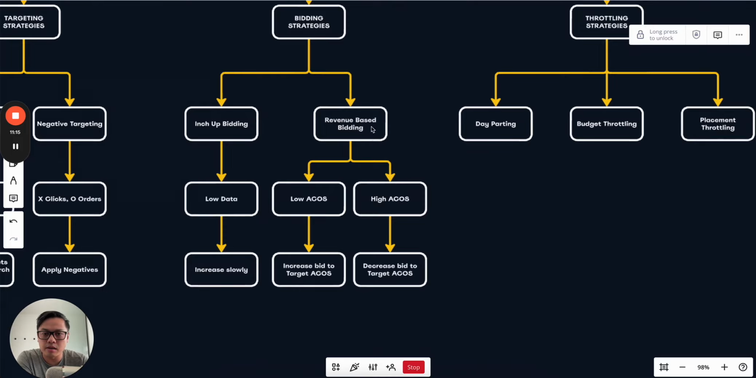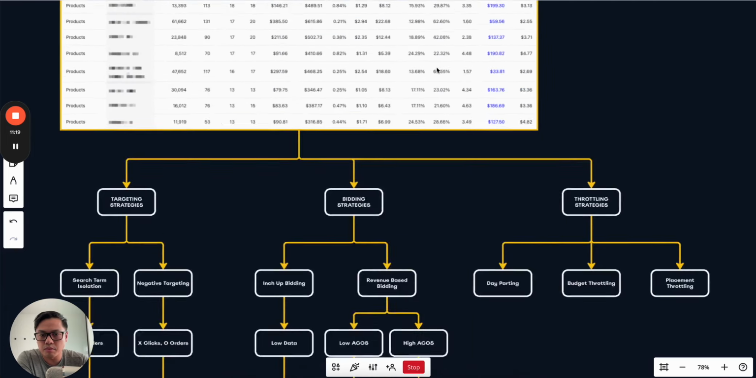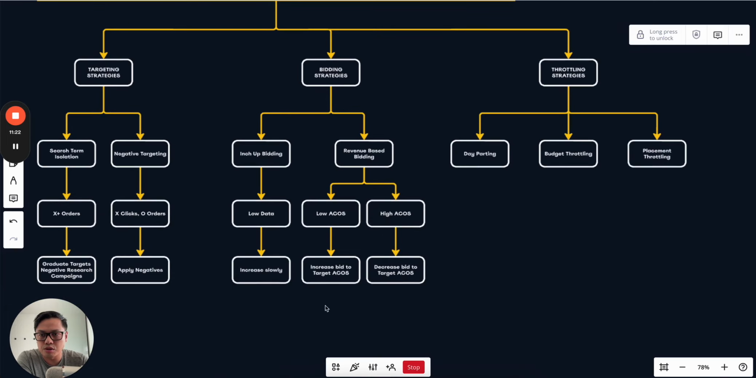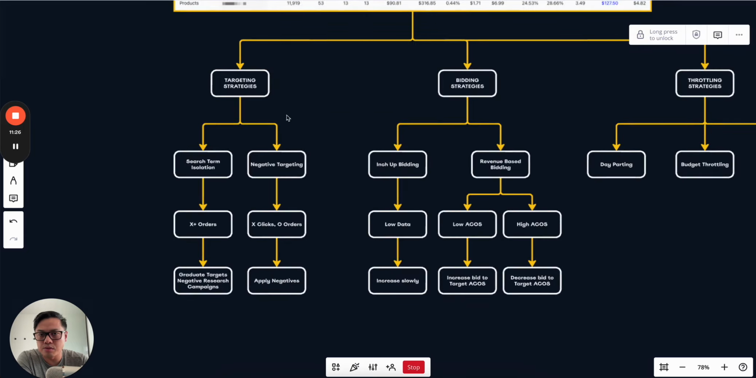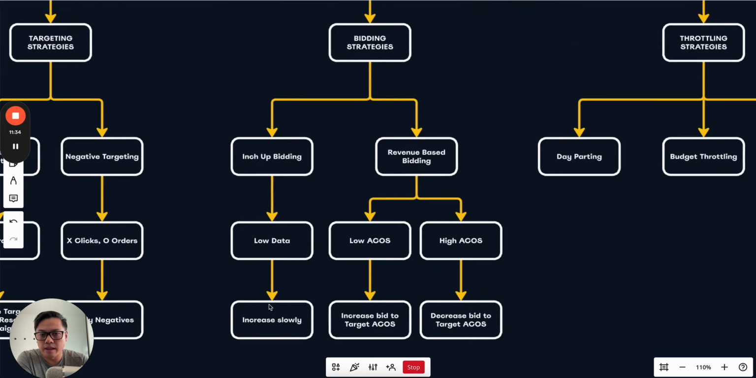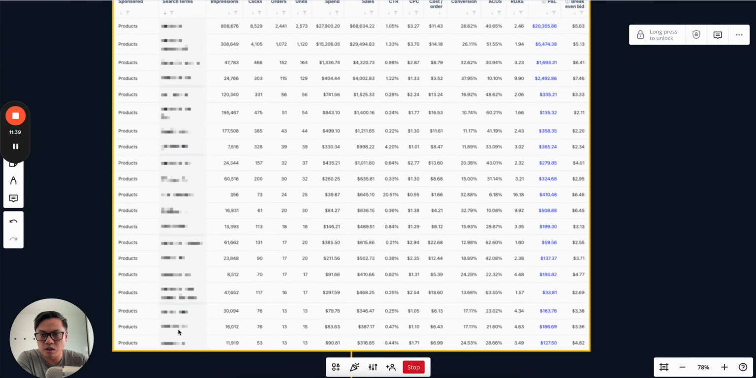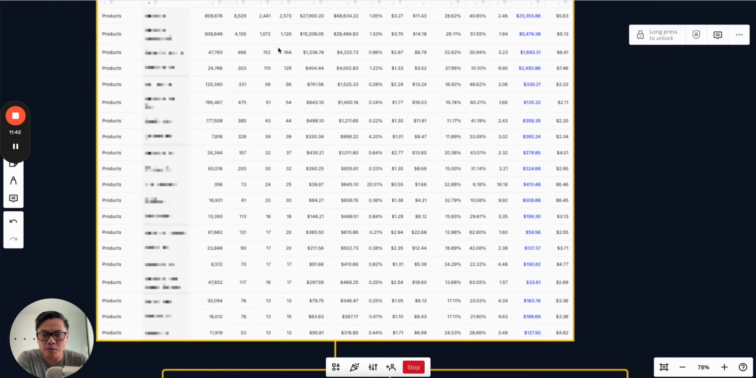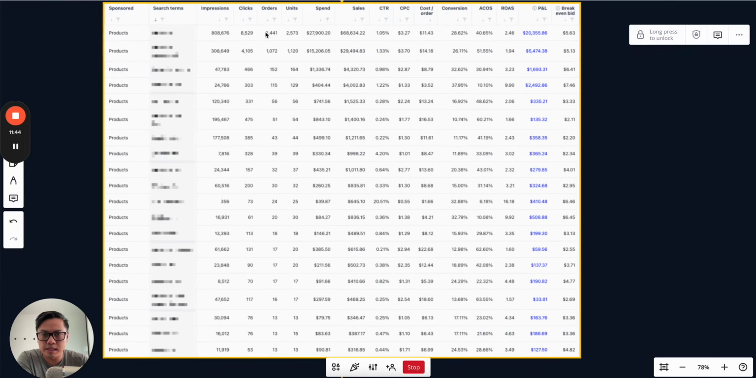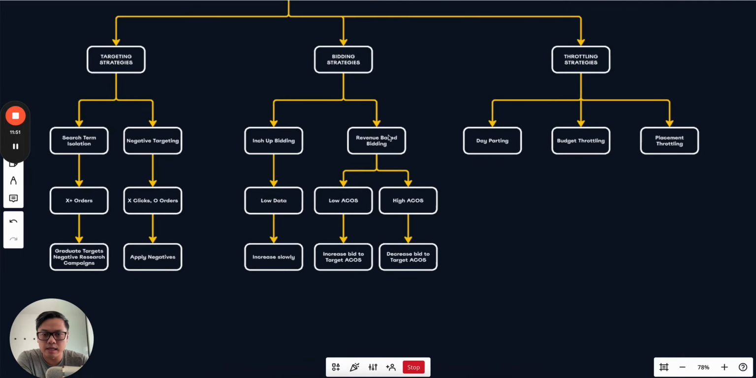And then from here, you have revenue-based bidding. Again, the one thing that I'm talking about here is this is a search term report. You're applying these at the targeting level, right? Same thing here. You would use the search terms to figure out what you want to negative and what you want to apply the search term. At this level, this is at the targeting level. So just imagine that this is targets. And then it's the same concept though. You're basically setting the bids, and you're trying to apply inch up as well as revenue-based bidding.